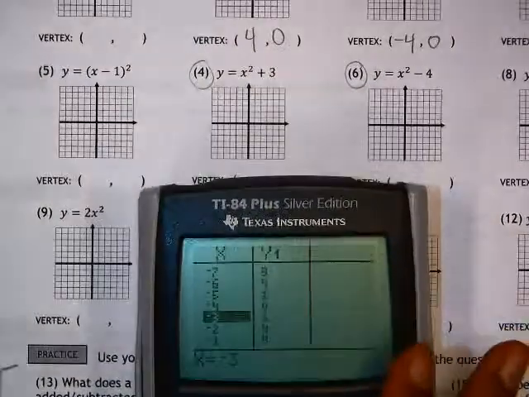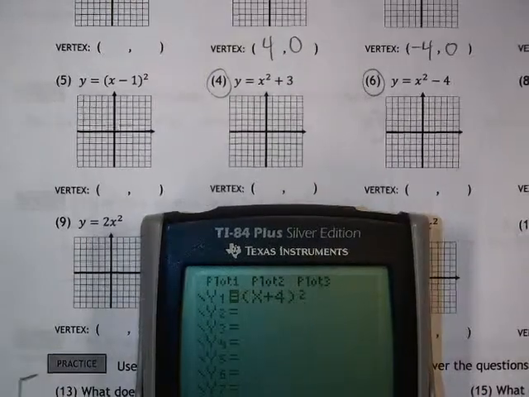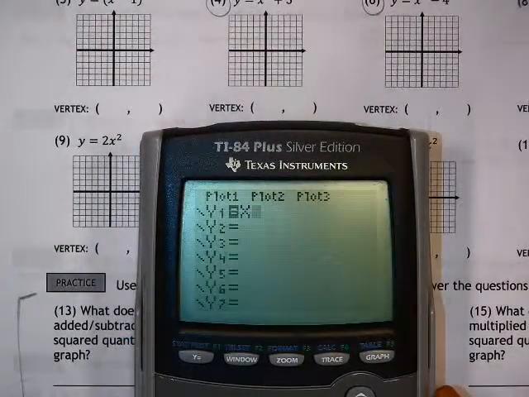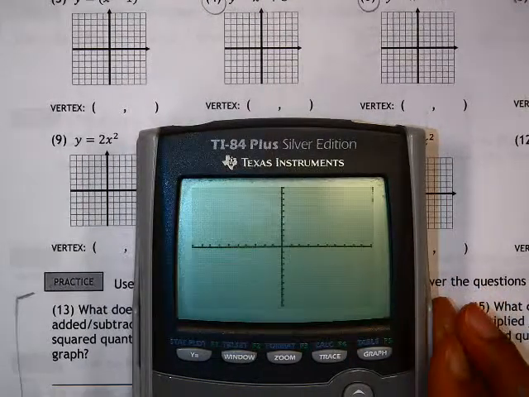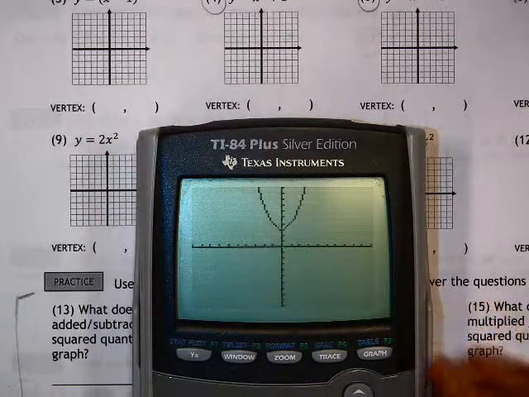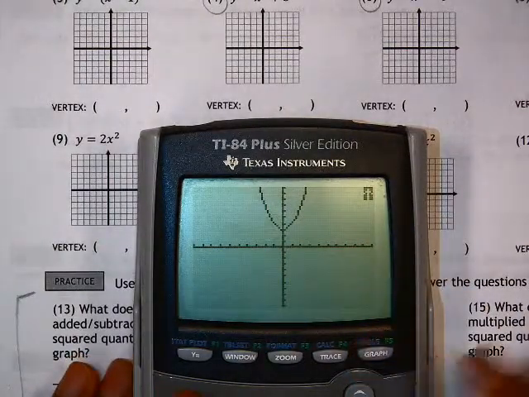All right, let's look at 4 and 6. So on number 4, if I type that into my calculator, this is x squared plus 3. All right, it looks like my vertex is at 0, 3. Let's go to the table to get 5 points.